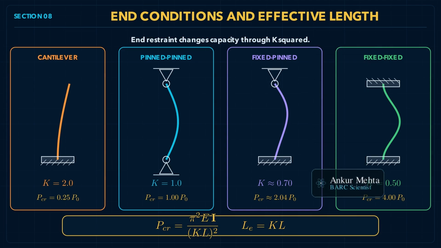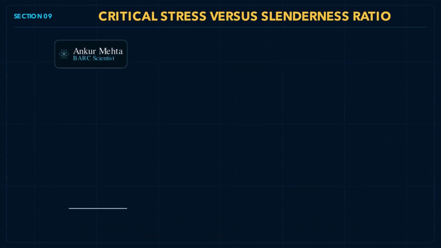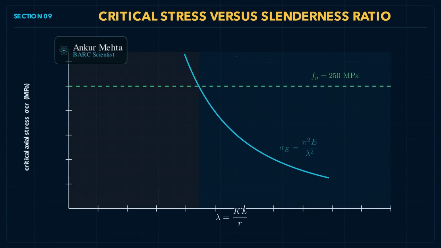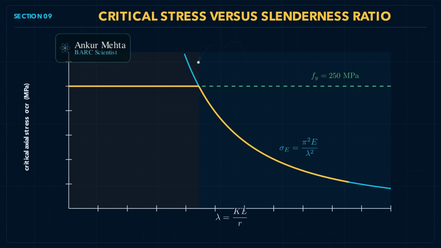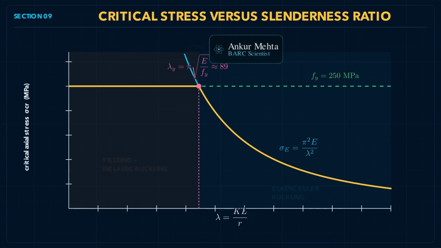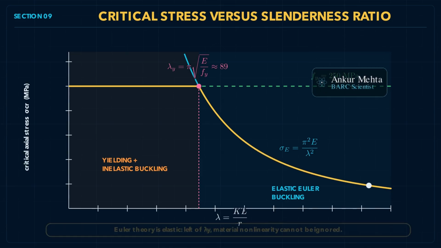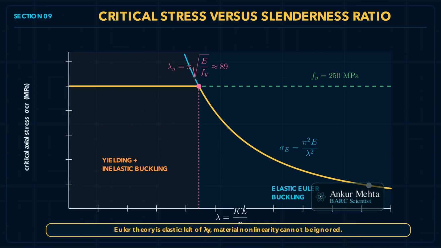The universal elastic buckling result is P critical equals π²EI divided by KL all squared. Because effective length is squared in the denominator, end restraint has a major effect on column capacity. If we divide the critical load by the cross-sectional area, we obtain critical stress. Introduce the radius of gyration, r equals the square root of I over A, and define slenderness ratio lambda as KL over r. Euler critical stress then becomes sigma critical equals π² E divided by lambda squared. The graph falls steeply as an inverse square.